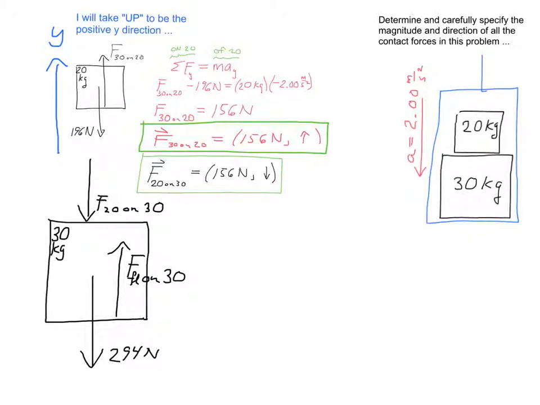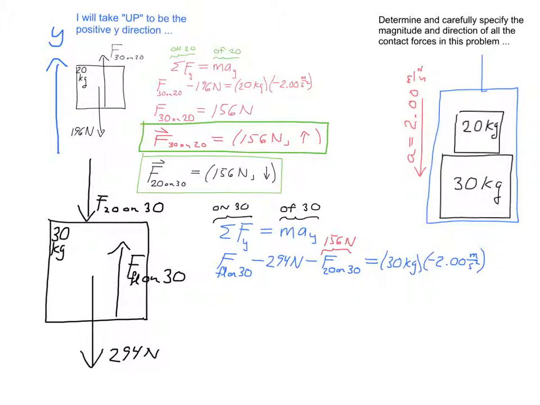Also, let me note I'm going to use the same coordinate system. I'm going to take upward as the positive y direction. I'm going to do that throughout the rest of this problem as well. Okay, so let's now write out our Newton's second law expression for this 30 kilogram block. The sum of the forces acting in the y direction on the 30 kilogram block must equal the mass times the y component of the acceleration of the 30 kilogram block. Alright, so this m will be 30 kilograms, this must be the acceleration of the 30 kilogram block, and so forth. So let's plug everything in.